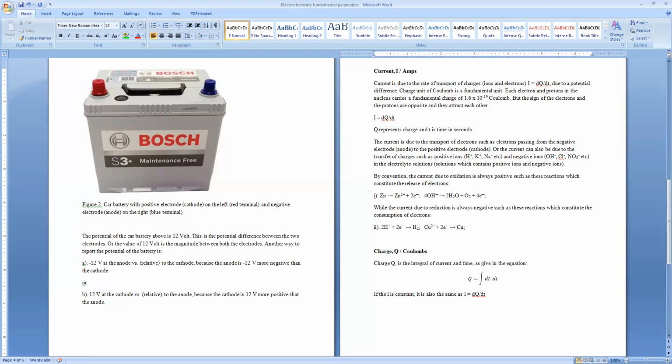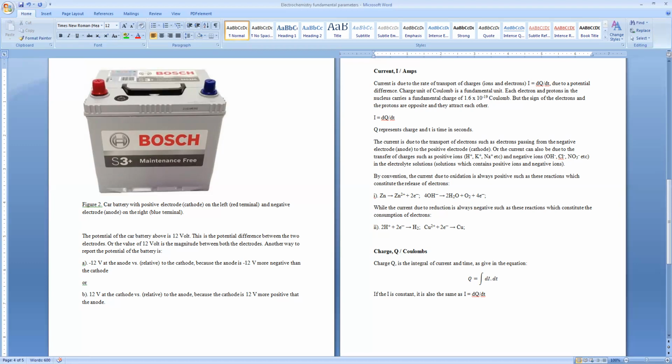So this current can be positive or negative. By convention, the current due to oxidation is always positive, such as the reactions below. For example, zinc, the Roman number 1, zinc can be oxidized to zinc 2 plus ion, and meanwhile it releases 2 electrons. And hydroxide ion can be oxidized to release oxygen gas and water molecules, and it releases 4 electrons. This is an oxidation reaction, so the current of oxidation is always positive. On the other hand, the current of reduction is always negative.